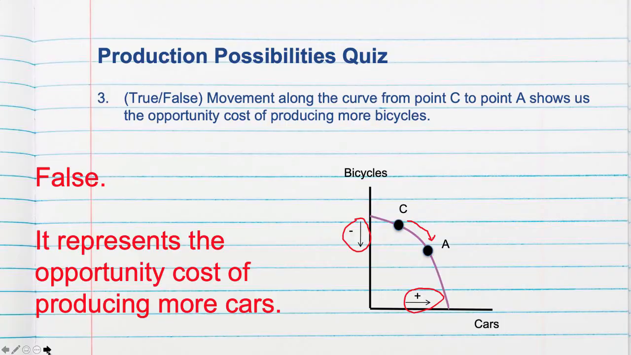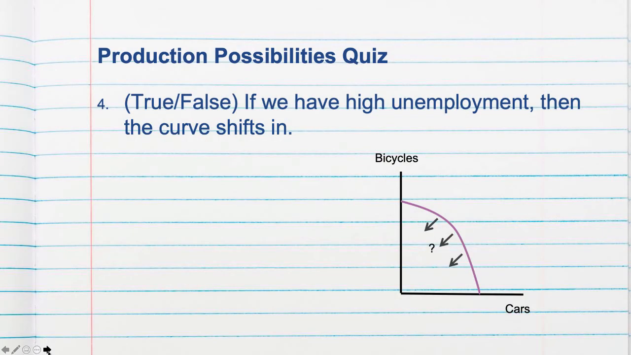All right, let's take a look at number 4. If we have high unemployment, then the curve is going to shift in. Is that true or false? Think about this in terms of what we talked about a few minutes ago with COVID. If we have high unemployment, does the curve move? We've got 5, 4, 3, 2, 1. Let's see.